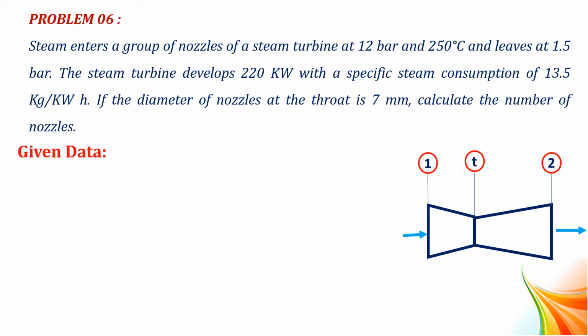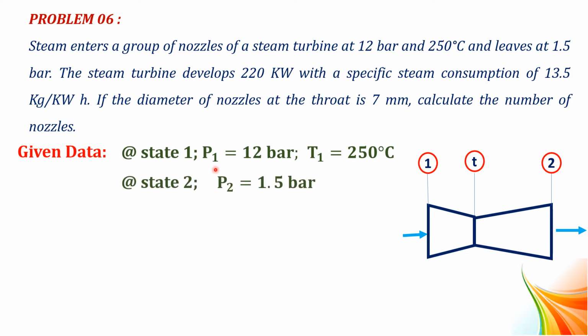Now, you have to write the given data. Steam enters a group of nozzles of a steam turbine at 12 bar and 250 degrees centigrade. So, the initial pressure P1 equal to 12 bar and temperature T1 equal to 250 degrees centigrade, and leaves at 1.5 bar. So, final pressure P2 equal to 1.5 bar.